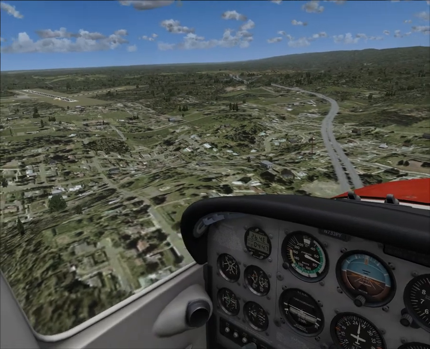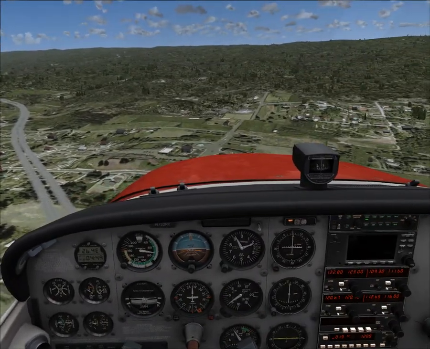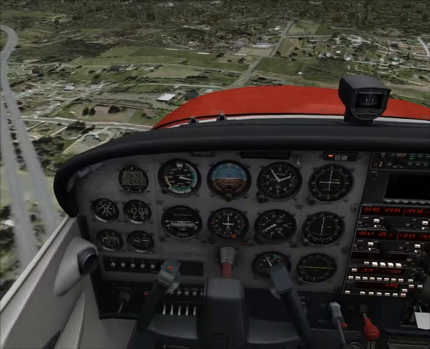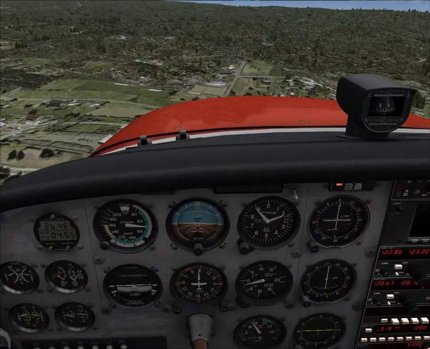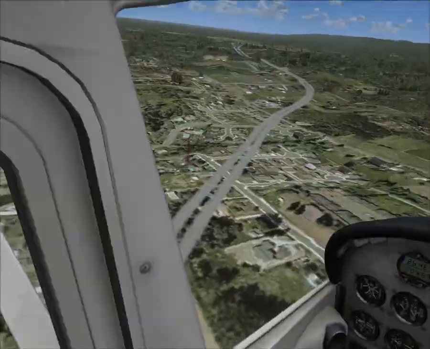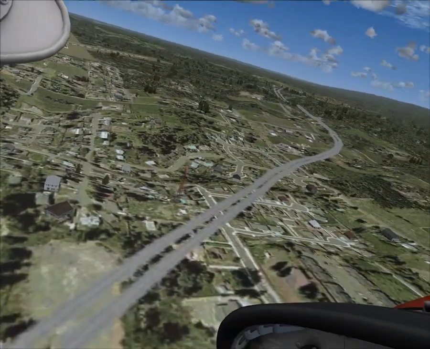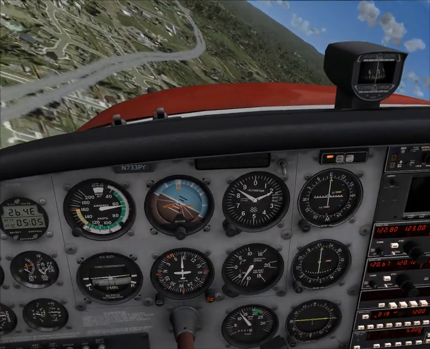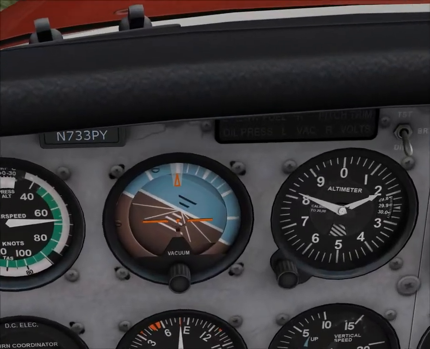So here we are at our third turn, and this is called the base leg. You always want to check final to make sure nobody's coming, and our heading is eastbound, and then we'll make one final turn to the left to the north, right about here. And you always want to do about 30 degrees or less, maybe 20 degrees.